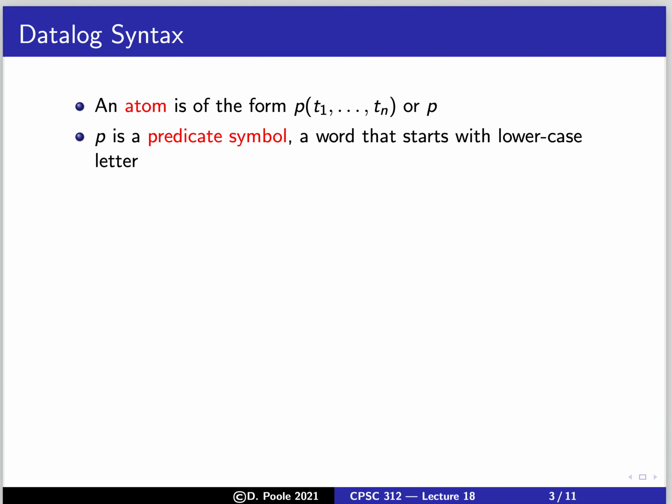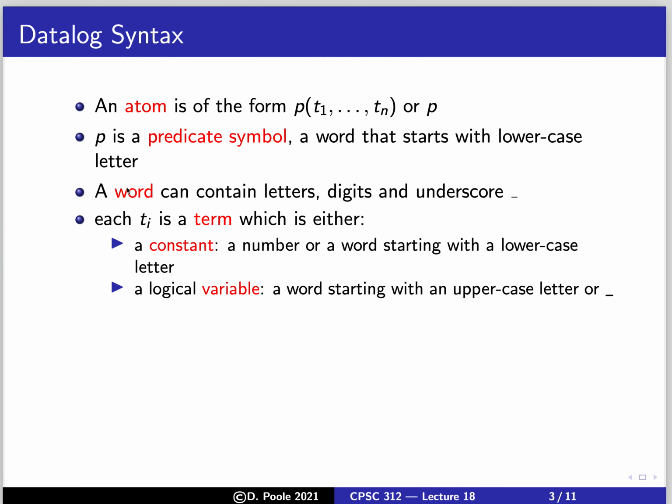So we can extend that to Datalog, where an atom is of the form p of T1 down to Tn, or just p. Before we just had p, but now we can extend it to have arguments. p is a predicate symbol. Again, it's going to start with a lowercase letter, and this word can contain letters, digits, and the underscore. Each of these arguments, these Ti here, is called a term.